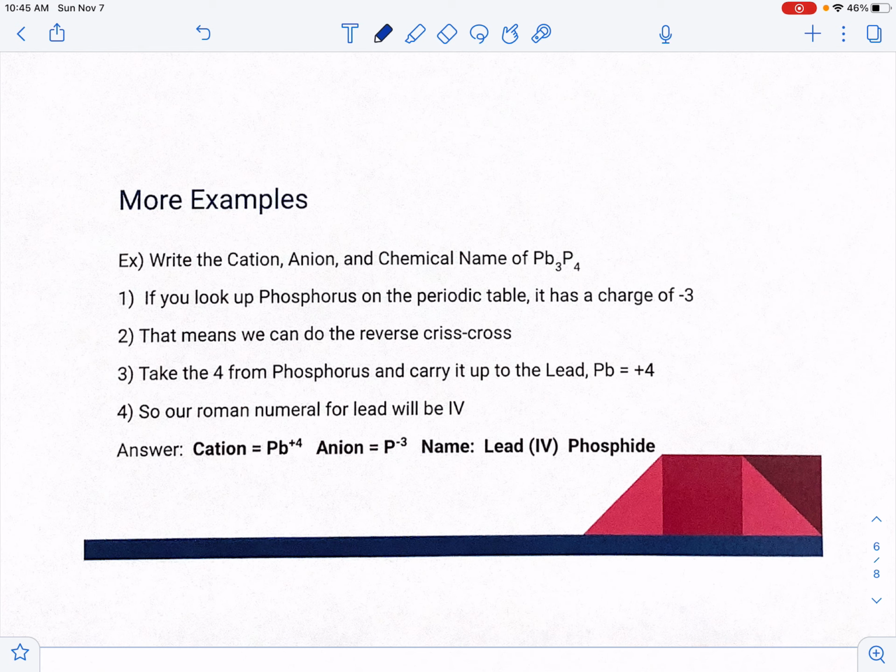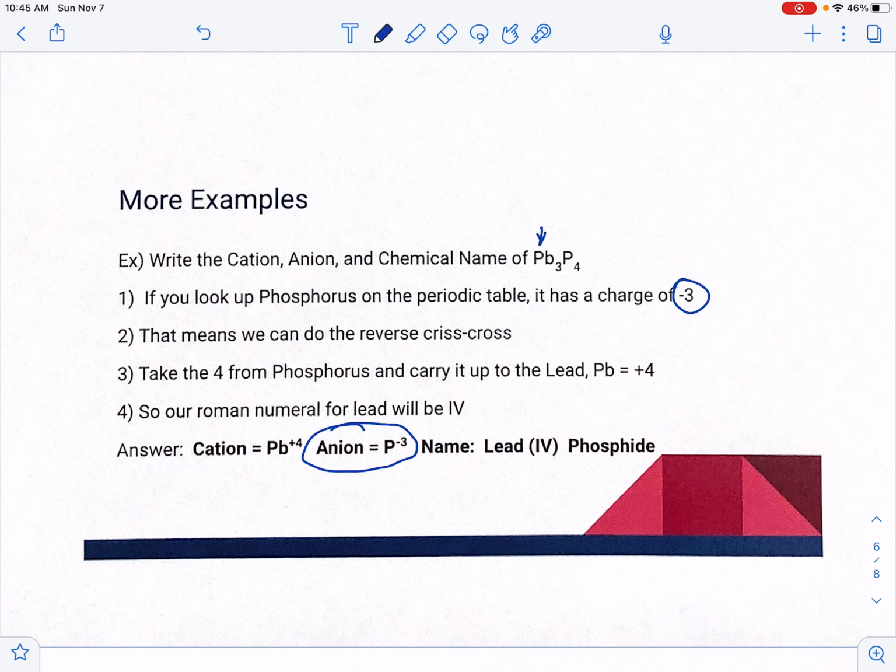Okay, so I'm going to take a look at this. I'm going to see that Pb is lead, and lead is a transition metal, so that means I do not know what the charge of lead is. It could be anything based off who it's bonded with. So what I'm going to do is look at phosphorus first. I'm going to look up phosphorus on the periodic table, and it has a charge of -3. So there's part of my answer right there: my anion is phosphorus, and it has a charge of -3.